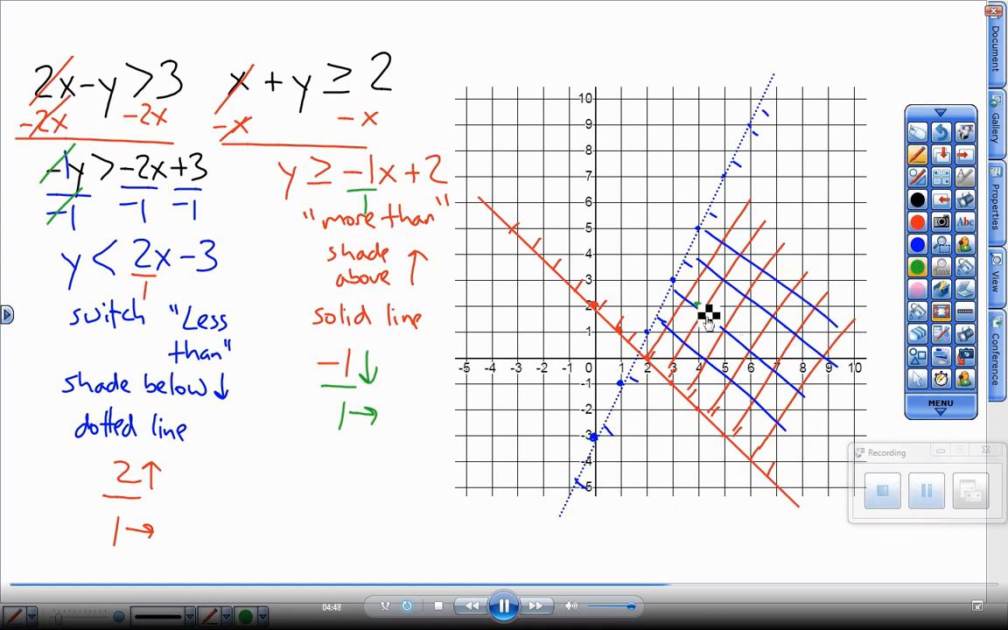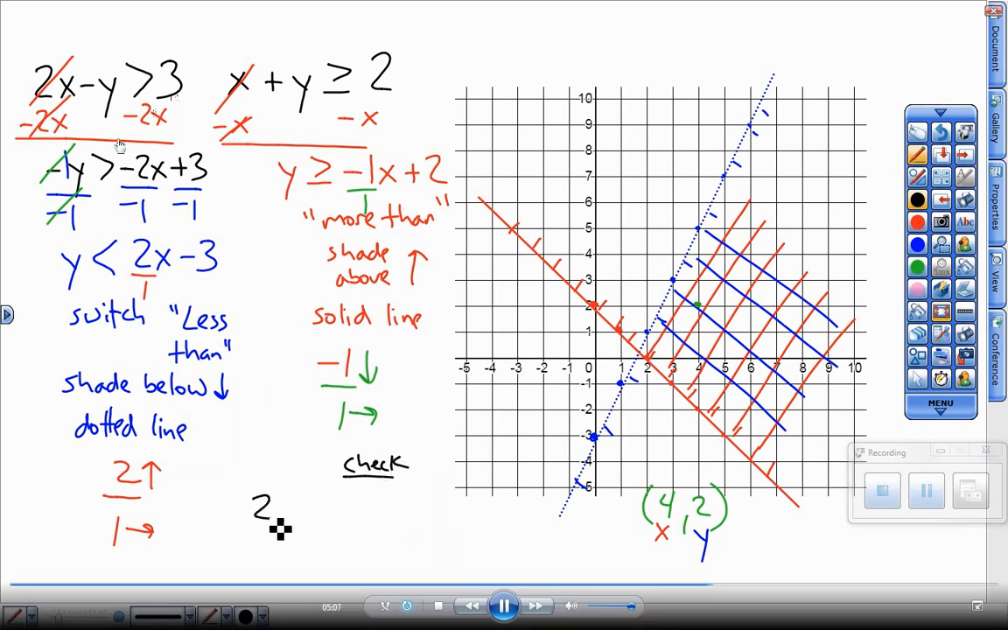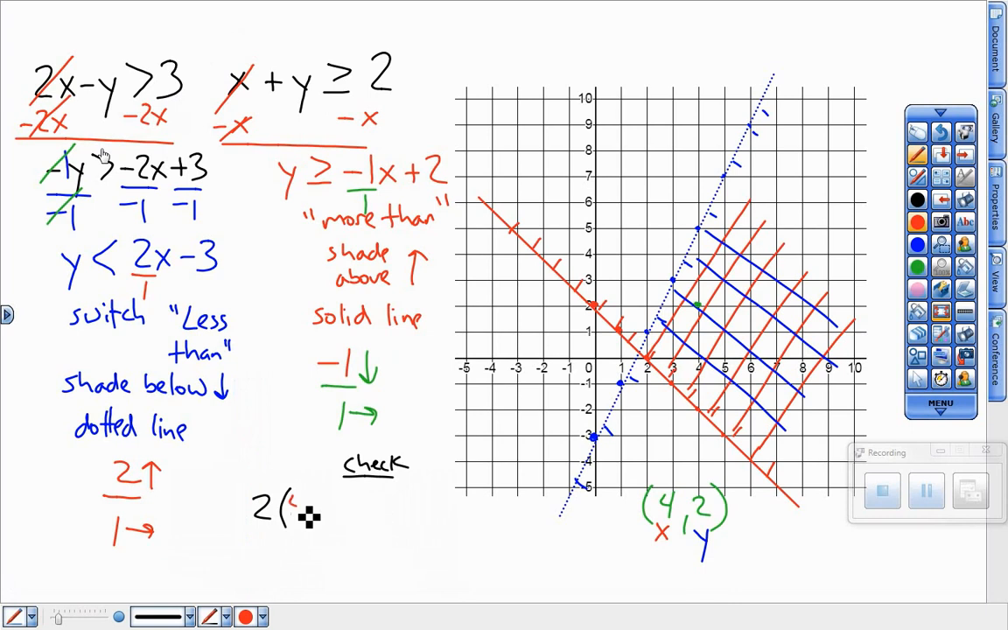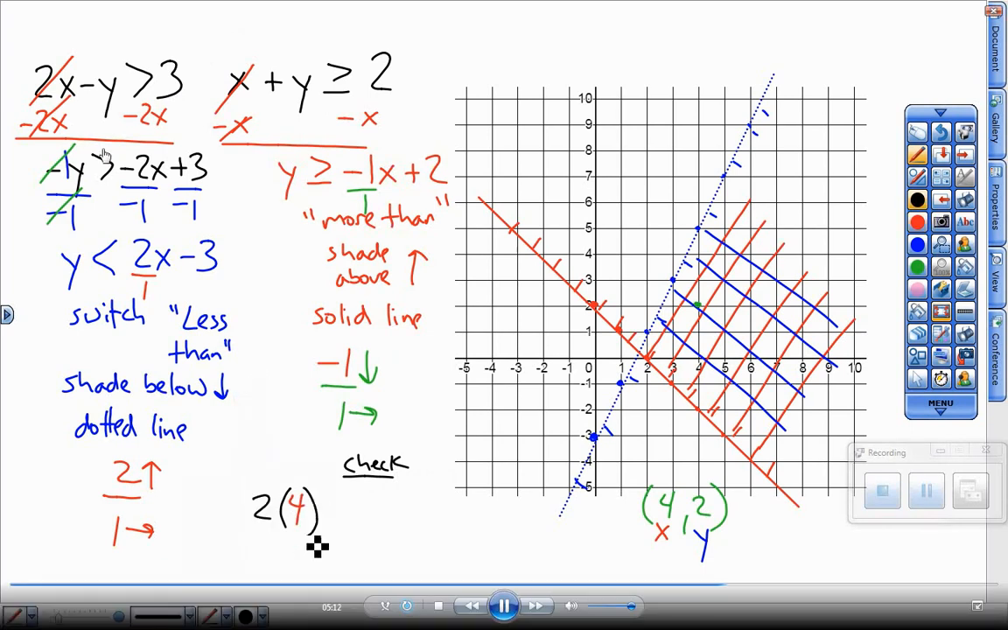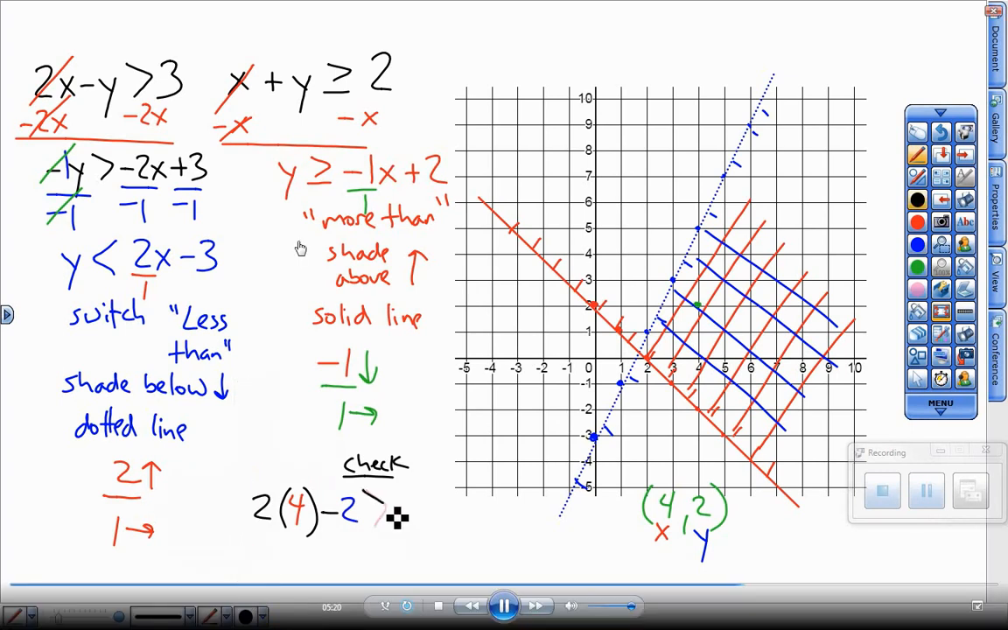I'm going to check this point, 4 for X and 2 for Y. Purple, purple. So for my check, I'm going to take that 4 and plug it in for X and plug in that 2 for Y. Should give me 2 true statements. So 2 times 4 minus 2 is more than 3. That should be a true statement. So 2 times 4 is 8 minus 2. That gives me 6, which is more than 3.